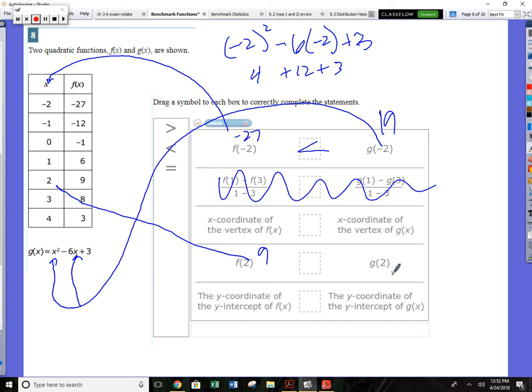Let's take 2 into g. If you take 2 into g, it's going to be 2 squared minus 6 times 2 plus 3. The 2 squared cleans up to a 4. A minus 6 times 2 is a minus 12 plus 3. What's 4 take away 12? Add 3. 4 take away 12 is negative 8. Okay, negative 5. So now 9 compared to negative 5. 9 is greater than negative 5. So we're going to go greater than.